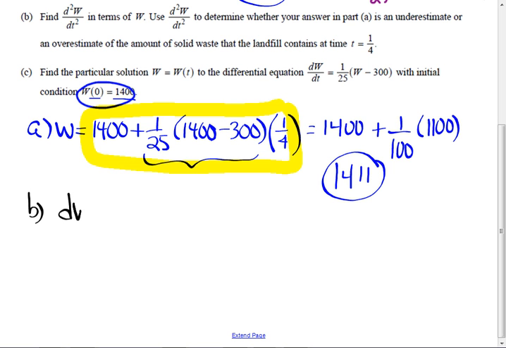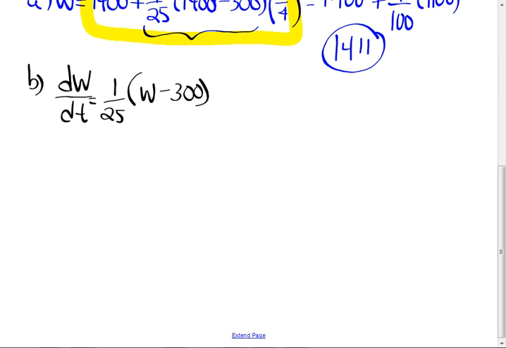Okay, dW/dt equals 1/25 (W minus 300). Okay, we want to find the second derivative. Now you guys have to think about what you're doing. Okay, Declan? I want to find d/dt.